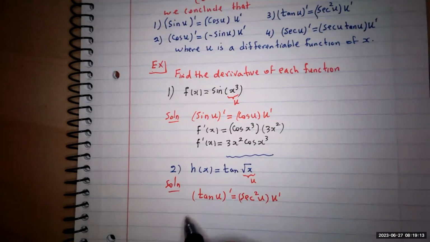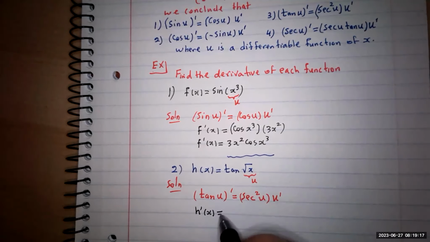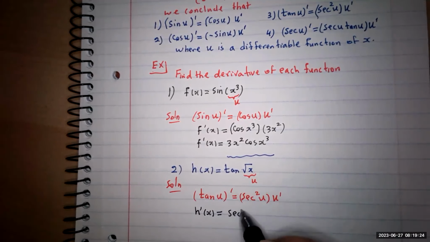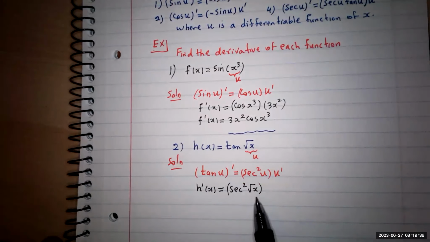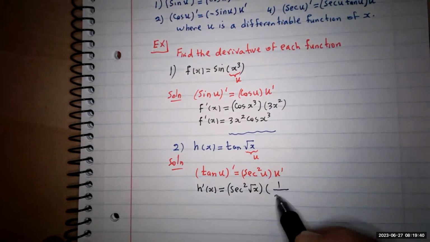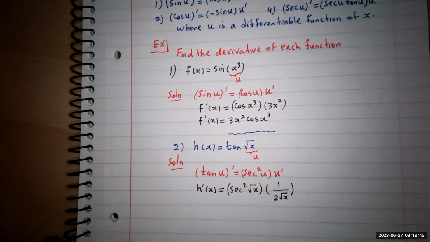Okay, so we are going to copy that formula. So h prime of x is going to be equal to, and that's it, derivative of a tangent, secant squared. But remember, it's secant squared of u, radical x, times the derivative of the radical x. Okay, I've already talked about it when we went through the trigonometric functions. You better memorize this one, that the derivative of radical x is 1 over 2 radical x. Okay, that would be popular to write it down in this form.